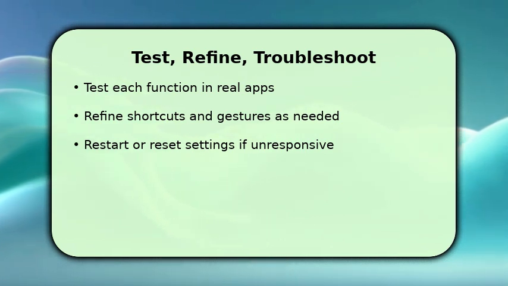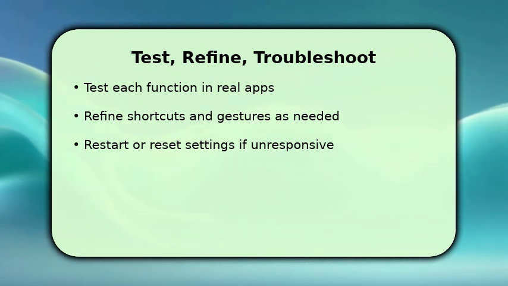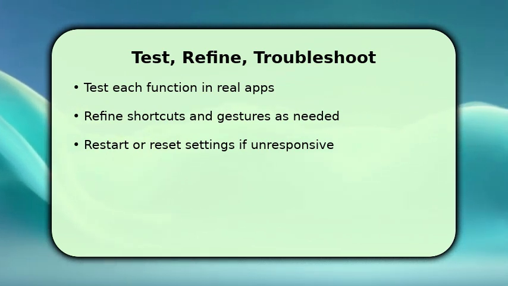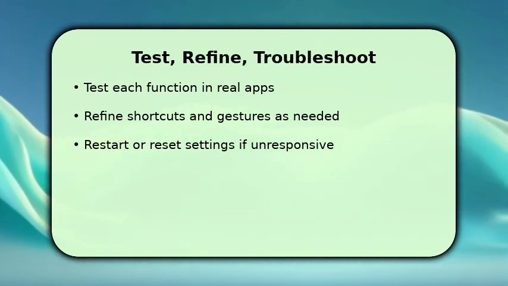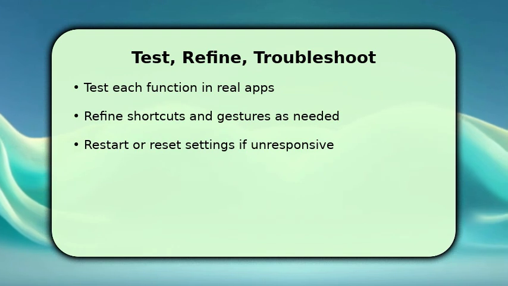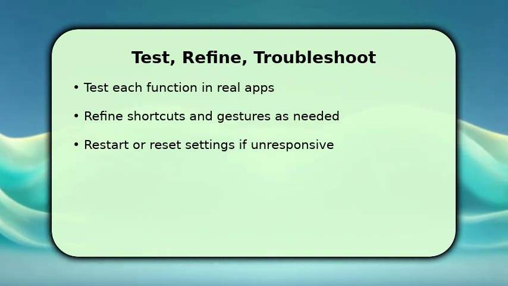Make sure background battery optimizations aren't restricting the service. Disable those for steady behavior. If the floating button disappears or becomes unresponsive, restart the phone first, then re-enable the feature. As a last resort, reset the accessibility settings. This troubleshooting step solves most common issues quickly.